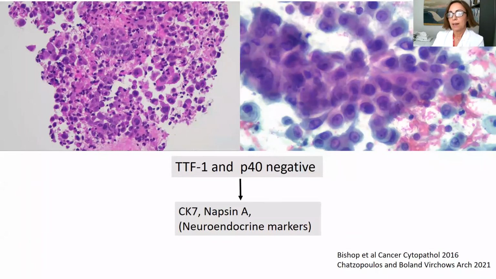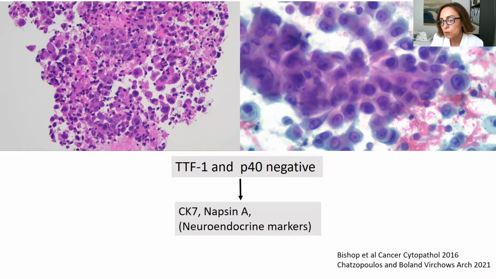But real life is sometimes different, and we have many times tumors like this. This is a cell block, and this is the smear stain, where TTF1 and P40 are negative. What can we do with these tumors? Well, what is recommended is to follow with a panel with cytokeratin 7, Napsin, and don't forget neuroendocrine markers, because probably we don't use many neuroendocrine markers, but many adenocarcinomas, or at least a bunch of them, have a neuroendocrine differentiation if we perform neuroendocrine markers.